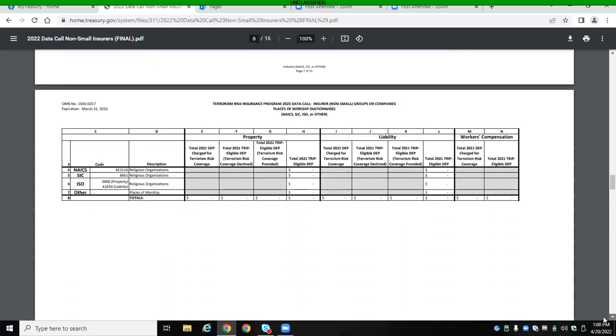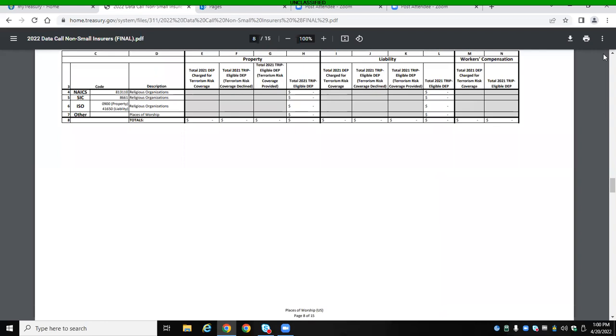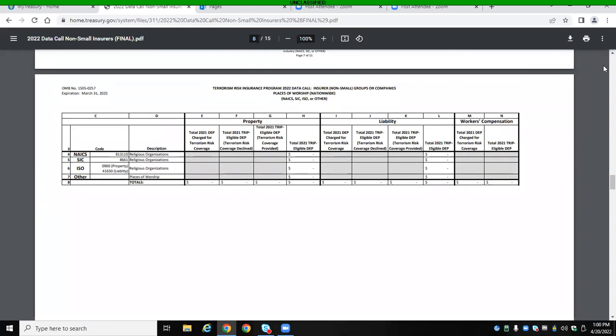Okay, moving to the next. This is the places of worship template. It's similar to the policy industry worksheet that we just discussed in terms of the same premium element it seeks. This was specifically requested by Congress, so we don't have any discretion on this one. It seeks the same premium elements as the industry code worksheet we just discussed.